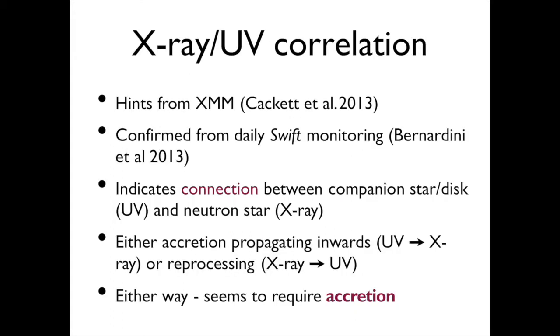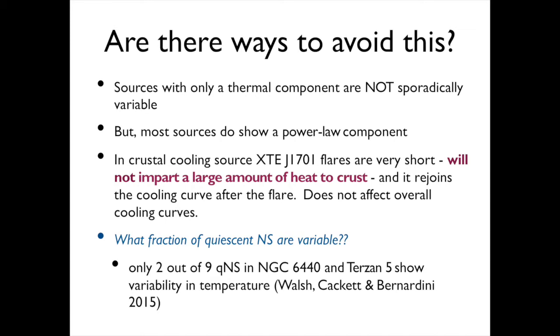And the fact that the X-rays and the UV are correlated, again, tells you that it's not just something happening down on the neutron star surface. You're getting emission from further out, either the outer part of the accretion disk or the companion star itself. And all this put together tells you that accretion does happen during quiescence. So this could seemingly be a big problem, right?